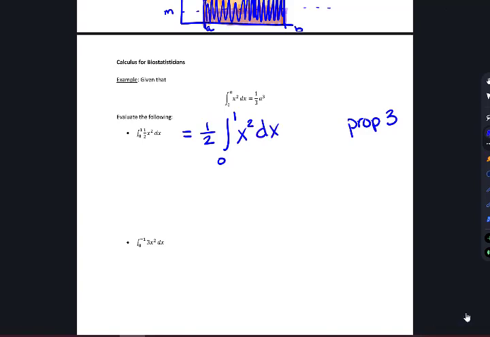But notice that I'm given that the integral from 0 to a of x squared dx is equal to 1/3 a cubed. In the example that we have here, we have the exact same thing. It's just that a is equal to 1. So we know that this is equal to 1/2 times 1/3 times 1 cubed, which is equal to 1/6.